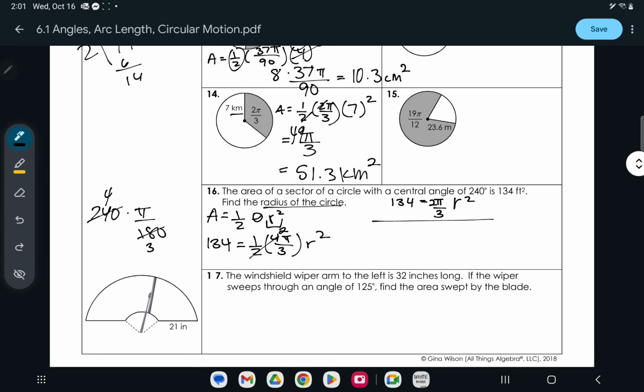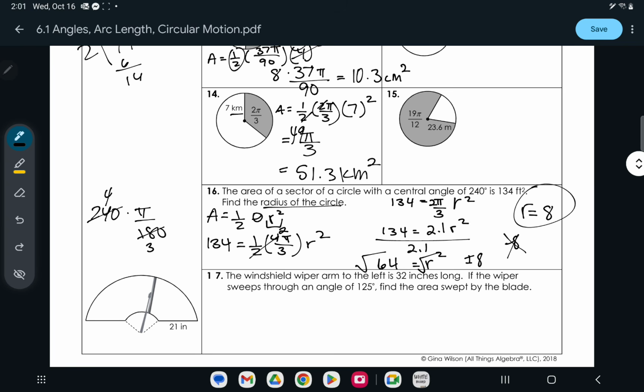I'm going to divide both sides. Let's make things a little easier. 2 pi over 3, I'm going to get that decimal. That's about 2.1. Let's divide both sides by 2.1. 134 divided by 2.1 is about 64. Then I can take the square root. You would get plus or minus 8, but you wouldn't have negative 8 as a radius. So it's just positive 8.